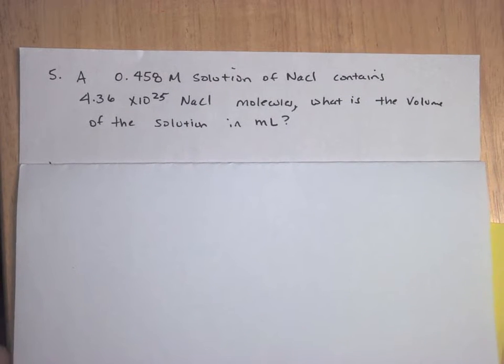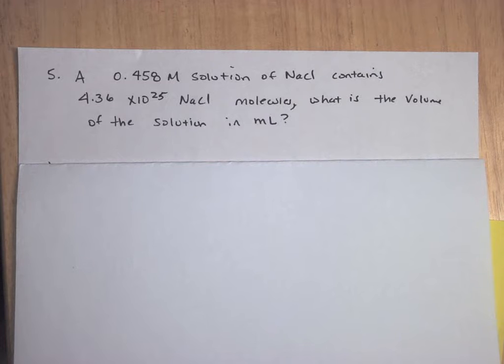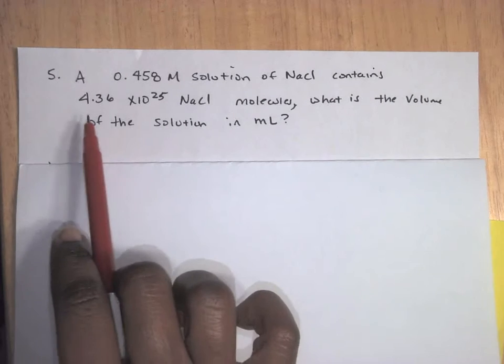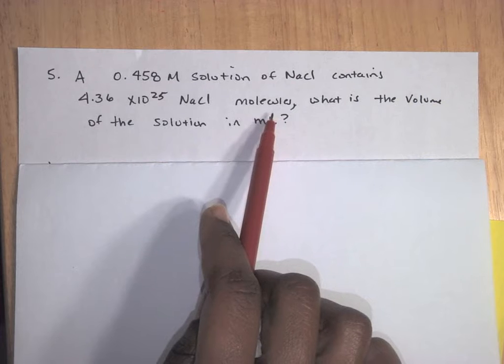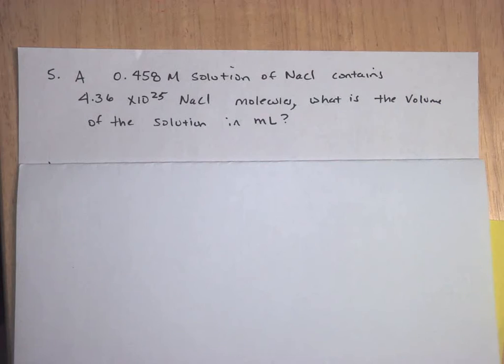Hi, welcome to the video on the final model problem for two-step mole conversion. So in this problem, problem 5, a 0.458 molar solution of NaCl contains 4.36 times 10 to the 25 NaCl molecules. What is the volume of solution in milliliters?